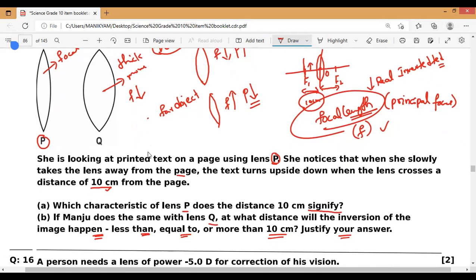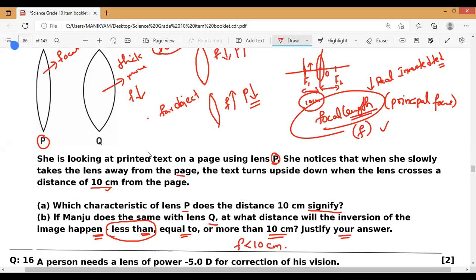Less than 10. Both are the same material. So it is thinner, it is thicker. So definitely what is your answer? It will be less than 10. All of you, the focal length is less than 10 centimeter.